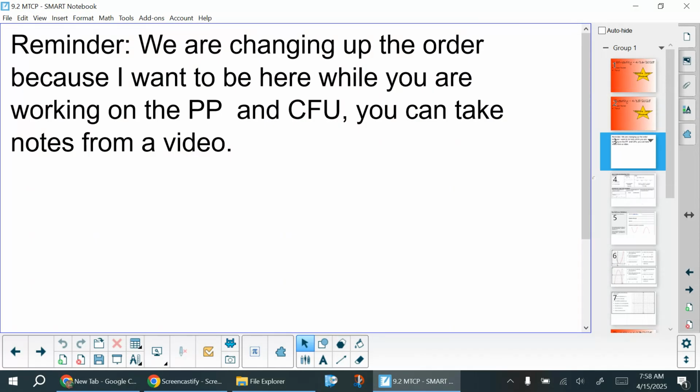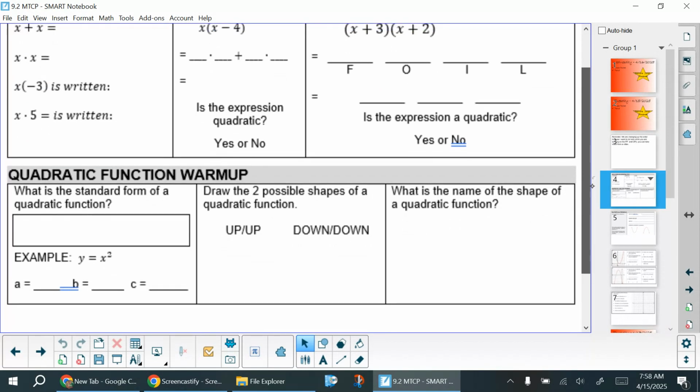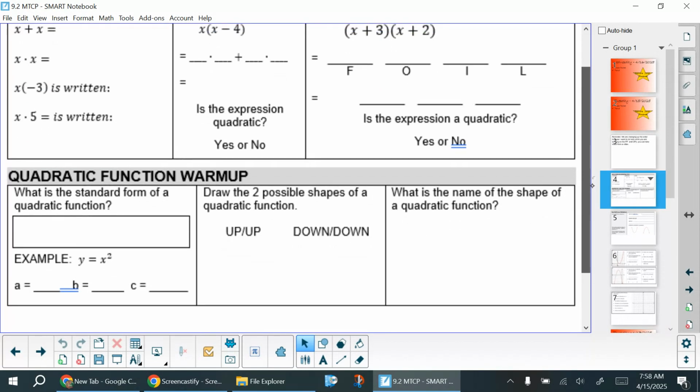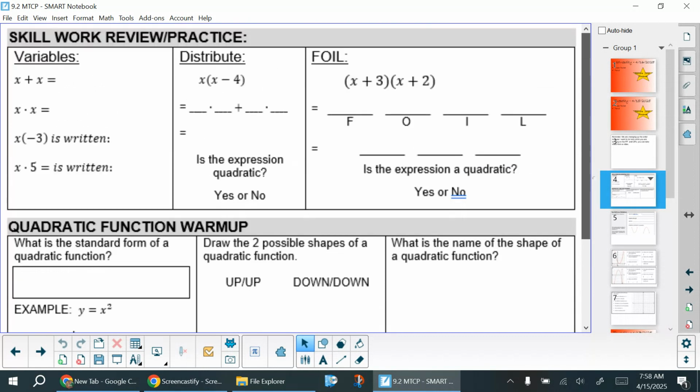So here we go. The top of this page, I want you to start off trying to see what you can remember on your own, especially this top section. This is from the last quiz. We're going to have the sub pause the video for probably 5 minutes and do these two sections to see what you can remember. For this second section, look back in your notes from yesterday and see what you can remember about the quadratic function.